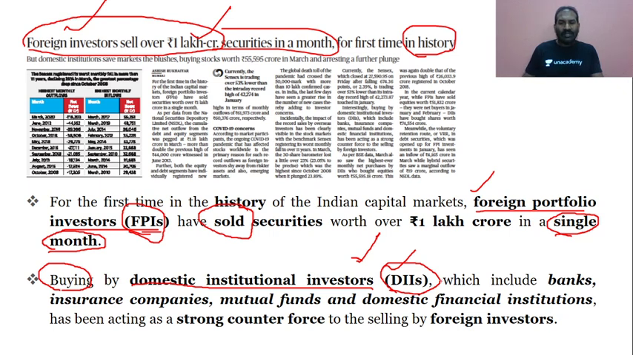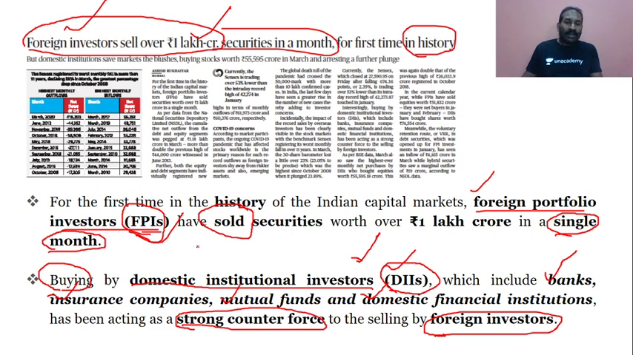And the domestic institutional investors include, again very important for prelims, banks, insurance companies, mutual funds, and domestic financial institutions. These have been a strong counter force for the foreign investors, that is, DIIs are a strong counter force for the FPIs. So there is something happening between the FPIs and the DIIs. This is what you need to look at.